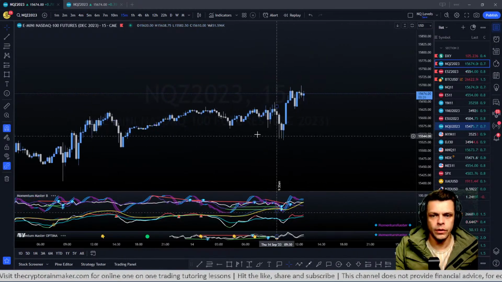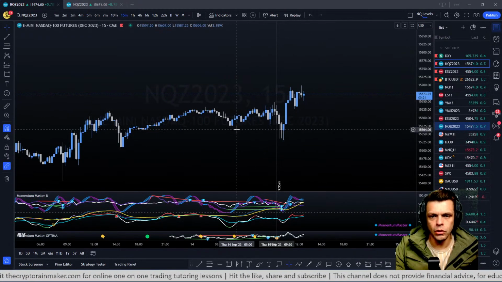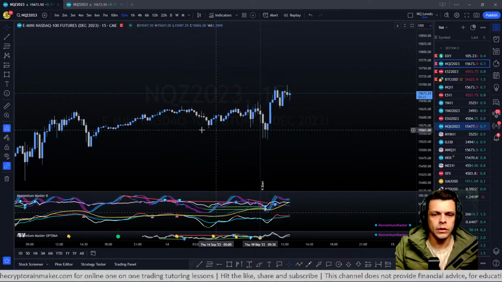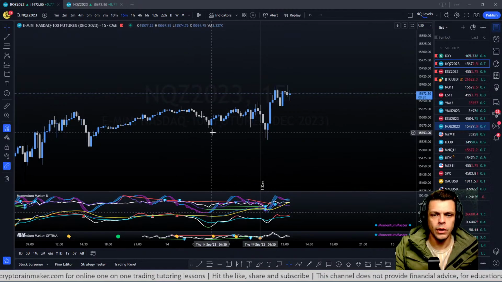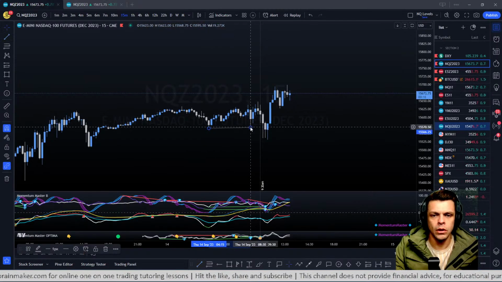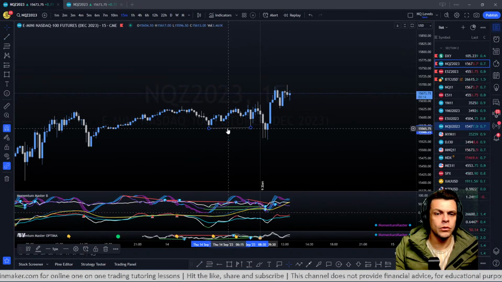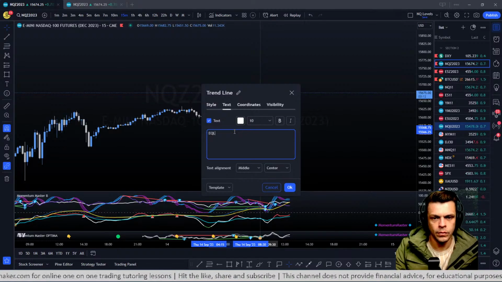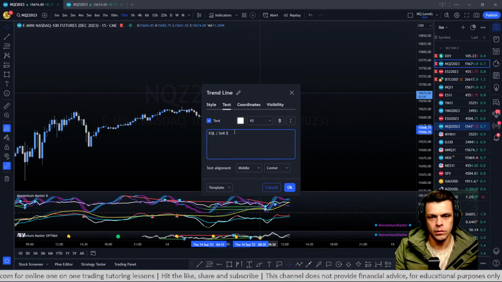Okay, so on the 15 minute, the first thing that caught my eye was these relative equal lows. So that was already a clue. Beneath these lows, we have sell side liquidity, equal lows, sell side.